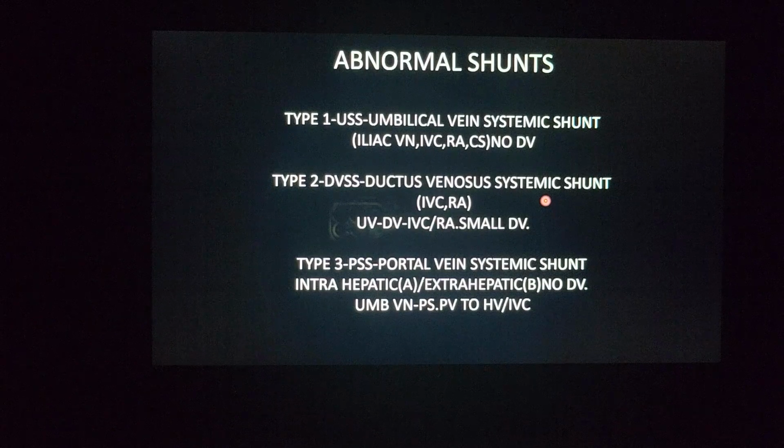Now we will look at another type of classification, which is abnormal shunts. Type 1, type 2, type 3. Type 1 is called USS, umbilical vein systemic shunt. So this is the umbilical vein directly shunting into iliac veins, IVC, right atrium, coronary sinus, and you can see that in this situation there is no ductus venosus. So it's an agenesis of ductus venosus.